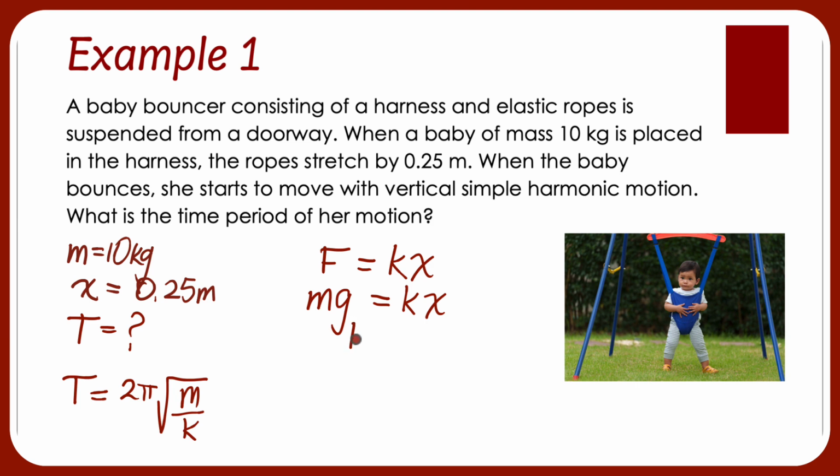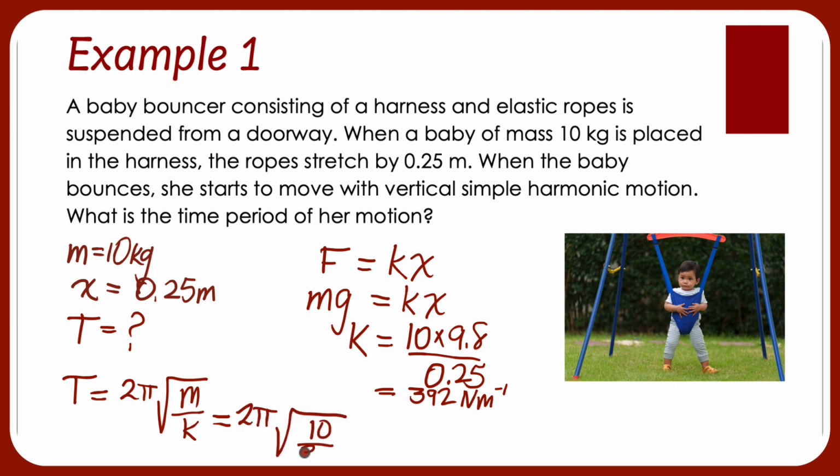So I can calculate how much we should have for our spring constant. It'll be our mass, 10 kilograms, times 9.8 meters per second squared over 0.25 meters. Notice this needs to be in meters because I've got kilograms and meters, and I want to be able to have my units of k in newtons per meter. If I pick up my handy dandy calculator, I get 392 newtons per meter. So I'm going to go back here to my period. I'm going to substitute my values.